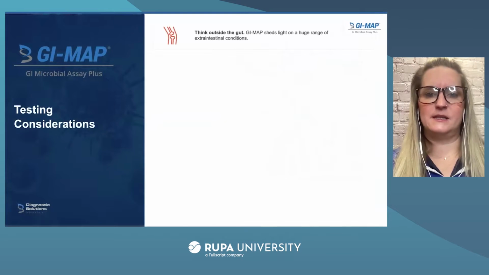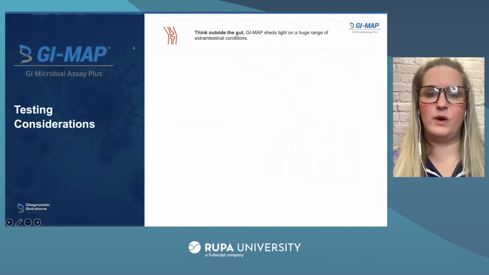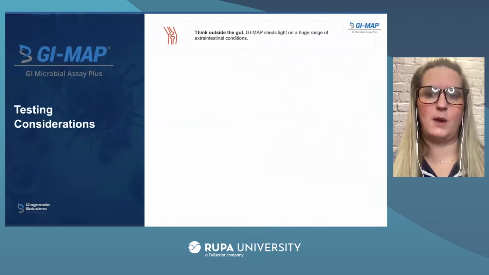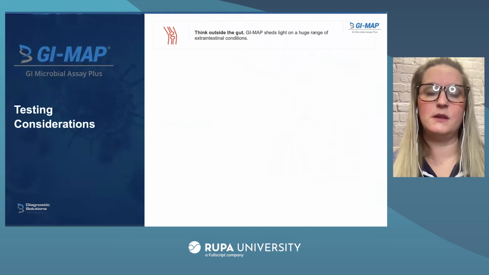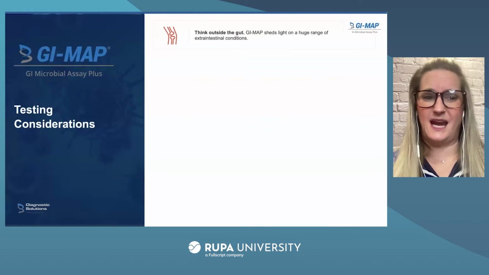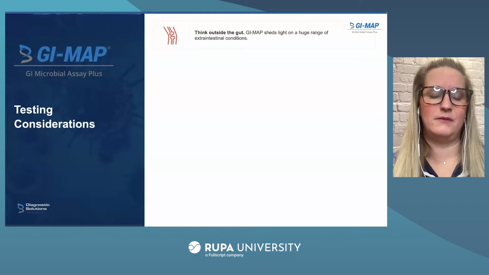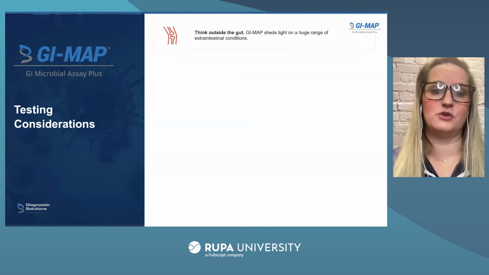When we're talking about testing considerations, there are a lot of different things we need to think about, and one of the biggest is thinking outside of the gut. Especially when I'm working with pediatrics, I am thinking about other factors that could be impacting their microbiome. It might not just be their gut that is imbalanced. There could be other toxins like heavy metals, mold, environmental toxins, and even trauma and stress that could be impacting their gut. Our kids are under a lot of stress today.